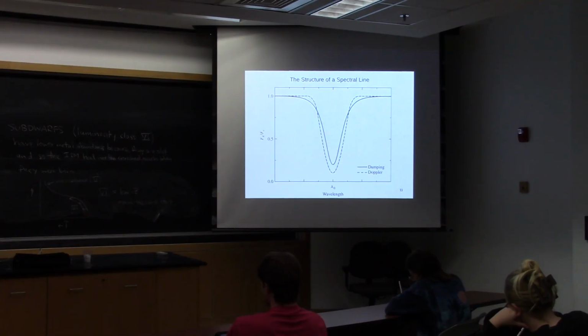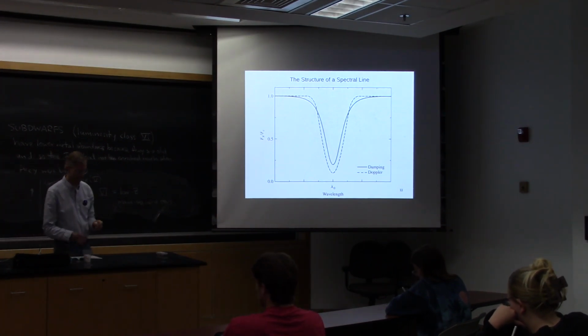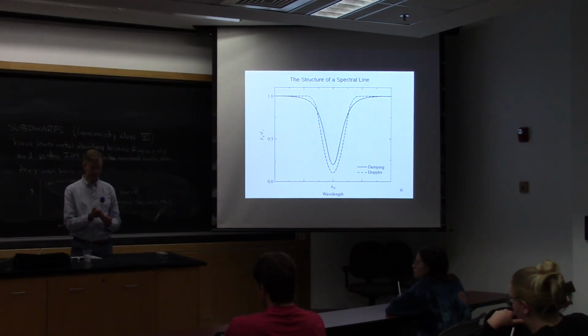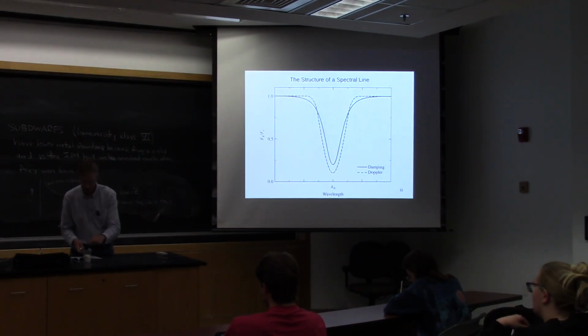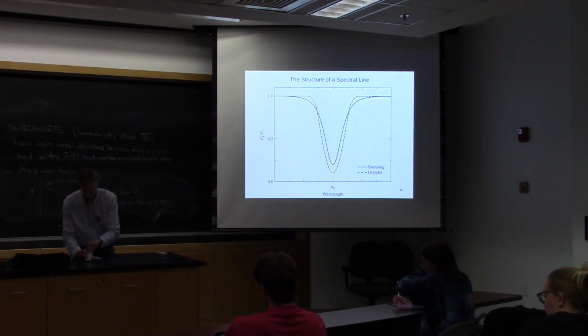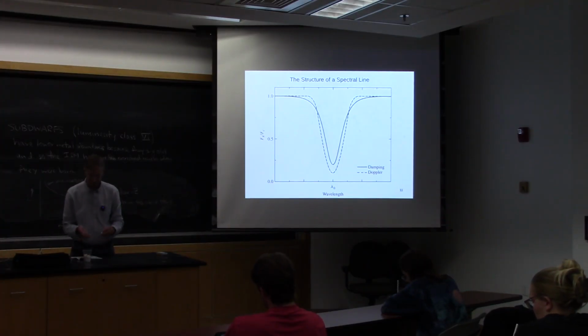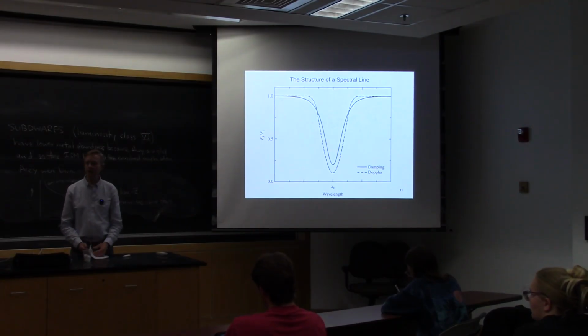A Doppler core and damping wings. And again, there are folks whose research can involve looking at the detailed structure of a spectral line and trying to infer details of the physics of the stellar atmosphere or whatever is giving rise to those spectral lines. Questions, comments, observations?